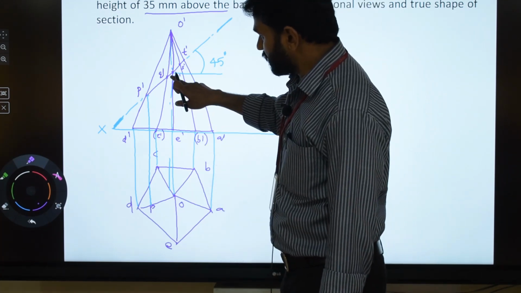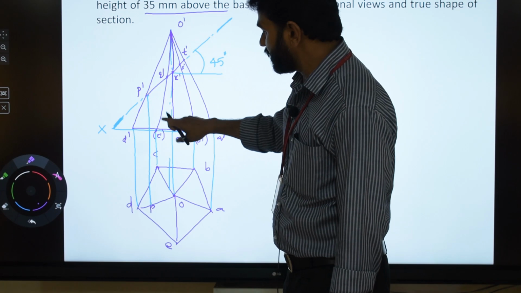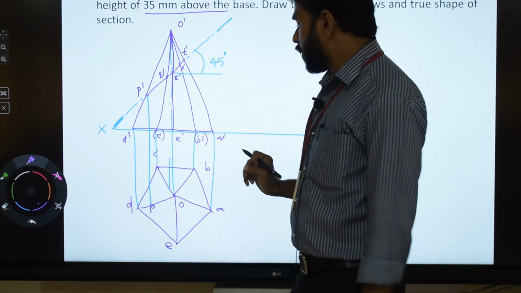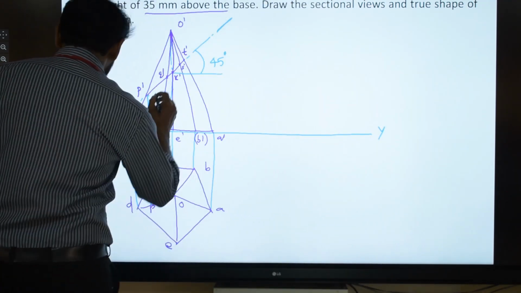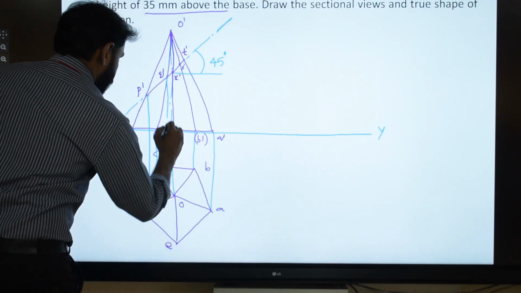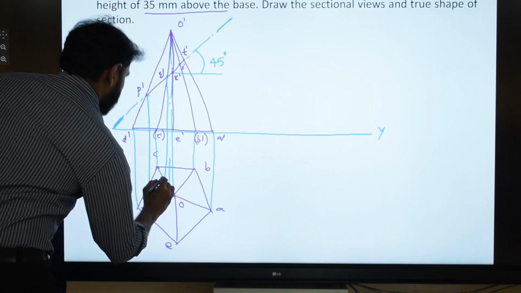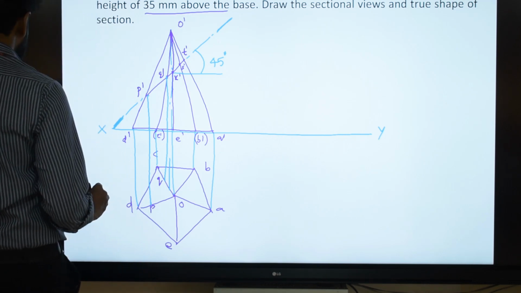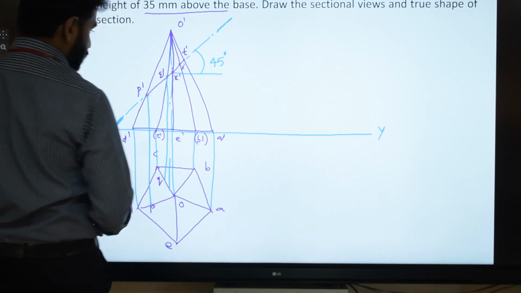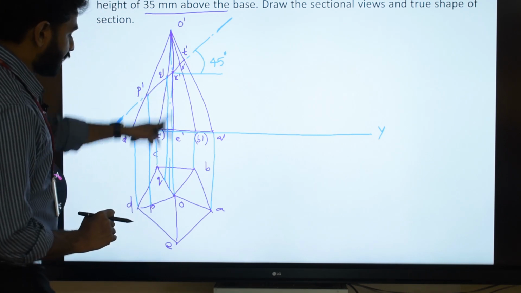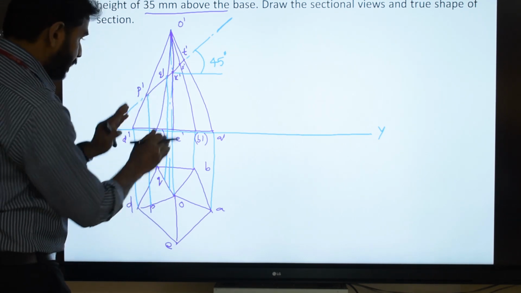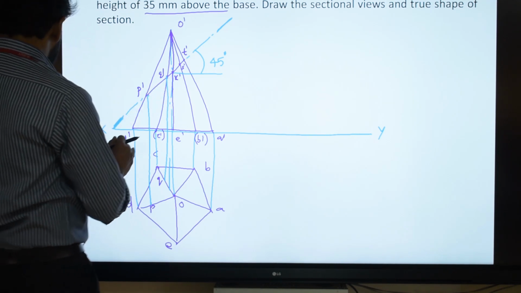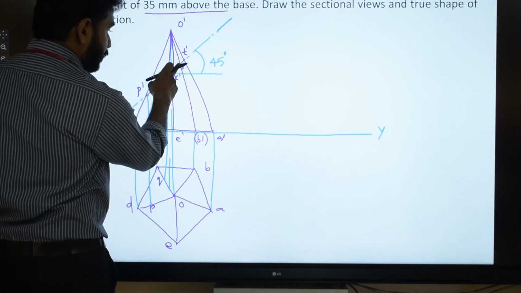Similarly Q dash, the cut point Q dash is on slant edge O dash C dash, therefore its top view small q will be on OC. So you need to draw a projector through Q dash and we get the top view of the cut point Q. Next slant edge is R dash. Before locating the top view of R dash, let us locate S dash and T dash, because there is some difference in locating the top view of R dash.